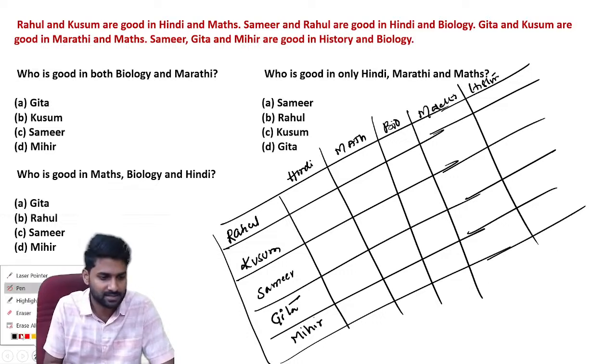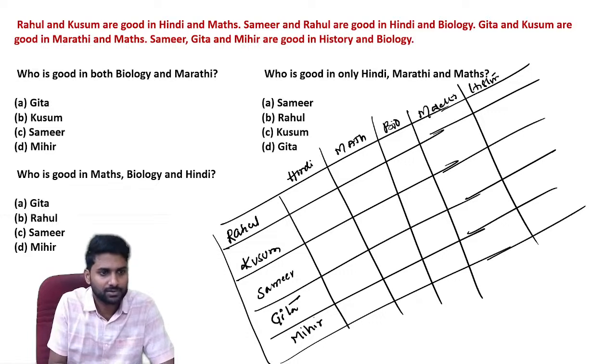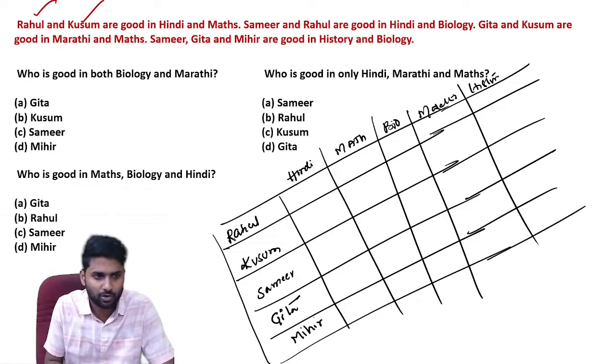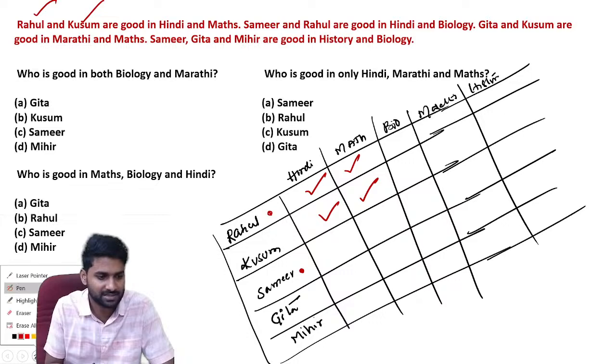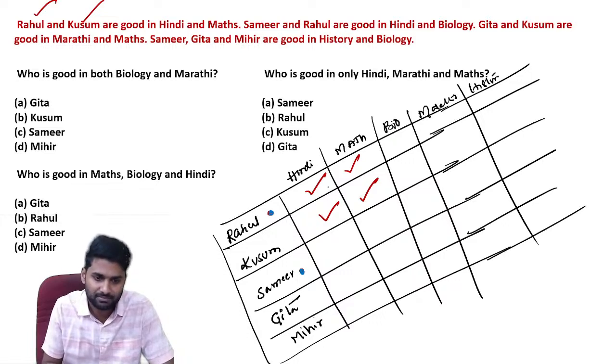So this is the information you should understand from the data. Let's go through the comparison here. They're talking about Rahul and Kusum. Both are good in Hindi and maths. Next, they're talking about Samir and Rahul. Let's change the color for better understanding. Samir and Rahul are good in Hindi and biology.